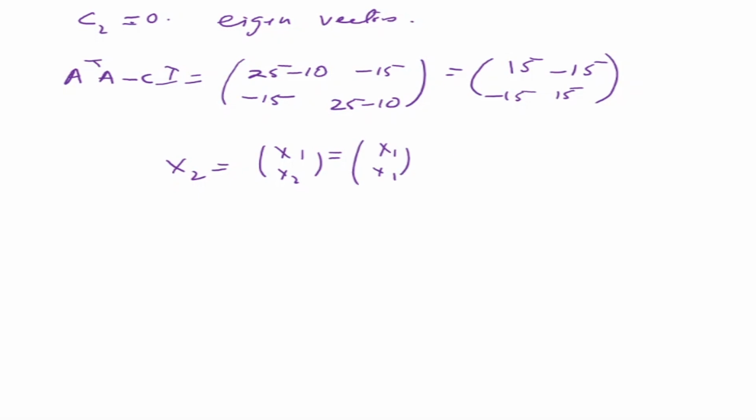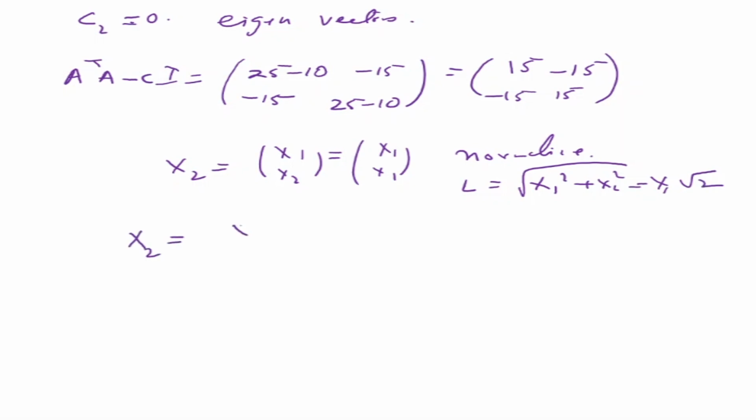Now we normalize. L is the square root of x1 squared plus x2 squared, which comes out to be x1 root 2, exactly the same as before. So my second vector is x1 by L and x1 by L, which becomes 0.7071 and 0.7071. Now I take these two columns and make my V, the orthogonal matrix.